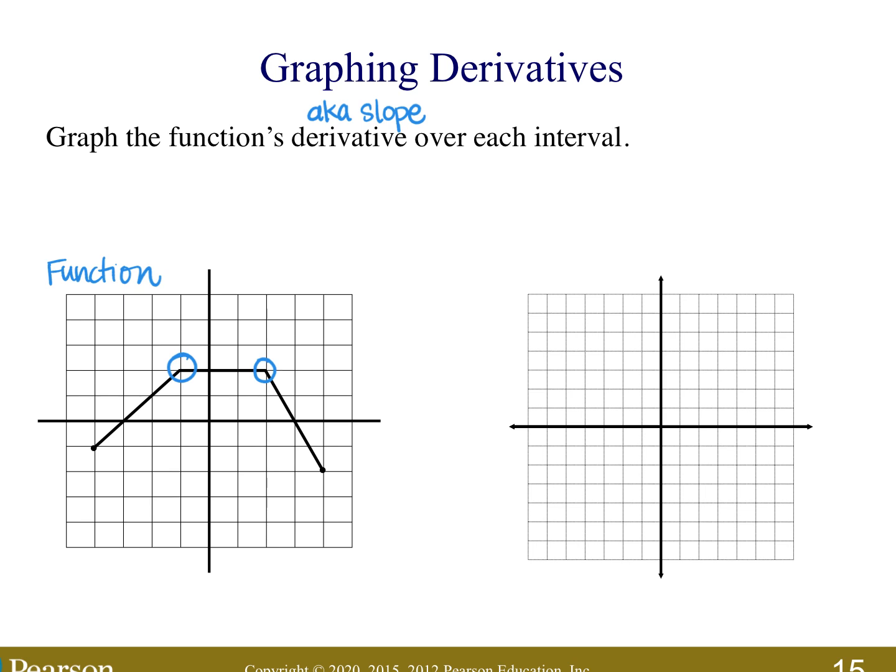Okay, what if this was curved? How many different slopes would the function have? A lot. How many? Infinitely many. Okay, you'd have infinitely many slopes along a curve because every single point would have a different slope. But here I only have three different slopes.